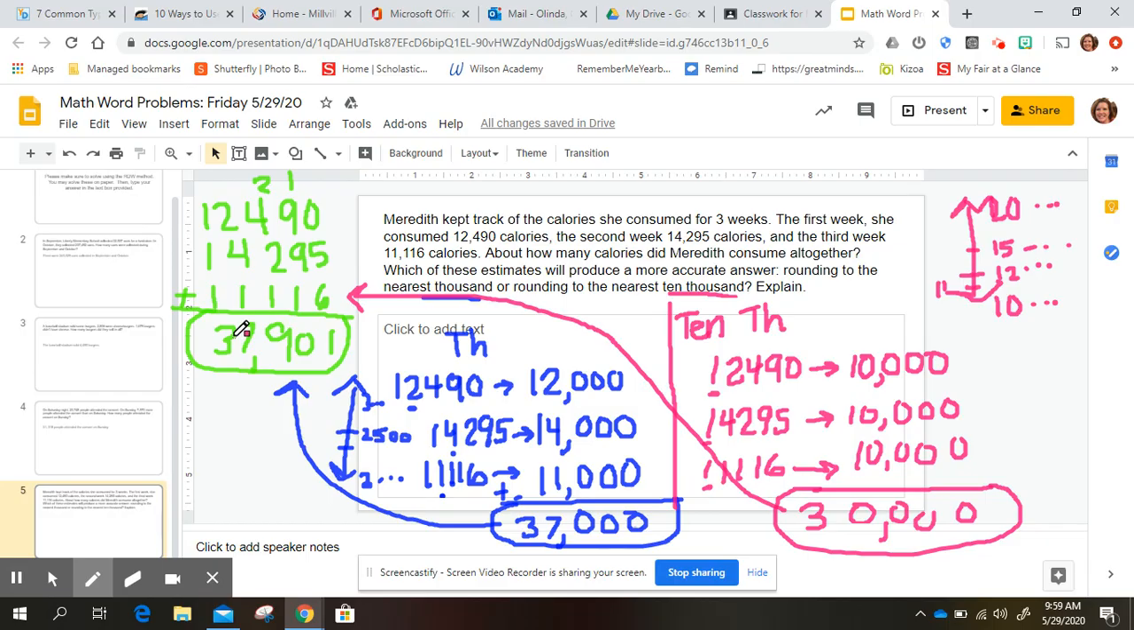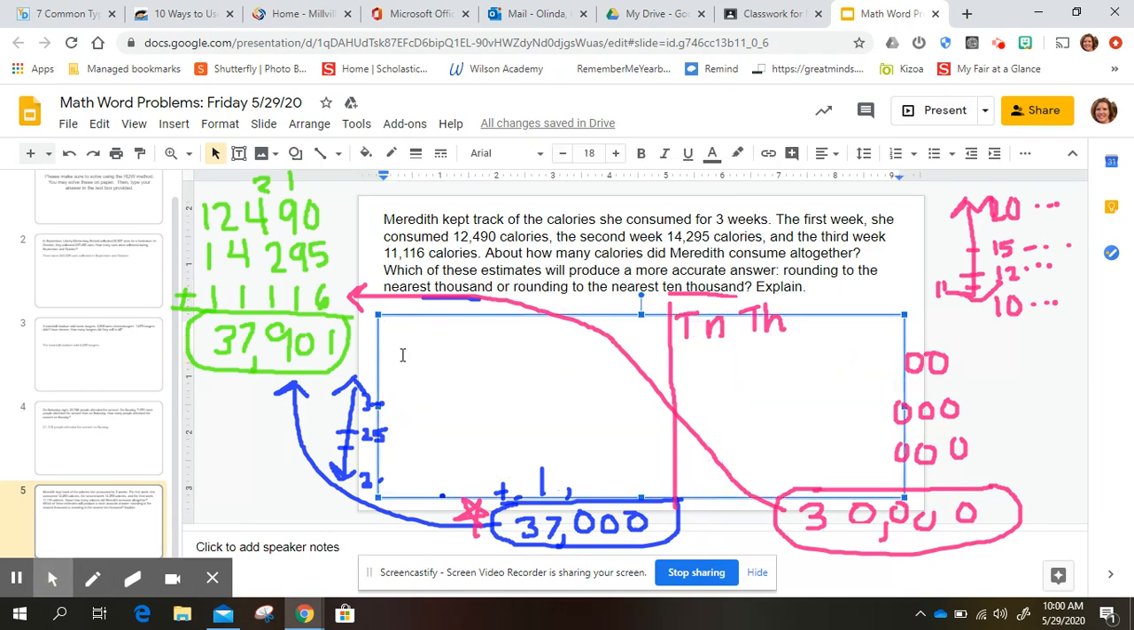From these two, my actual answer is 37,901. When I round to the thousands, it's 37,000. When I round to the 10,000s, it's 30,000. So it's pretty obvious to me that this answer right here would be the closest or the most accurate answer by rounding to the thousands place. So now I'll need to type that in the box. The actual number of calories Meredith consumed in 3 weeks is 37,901.